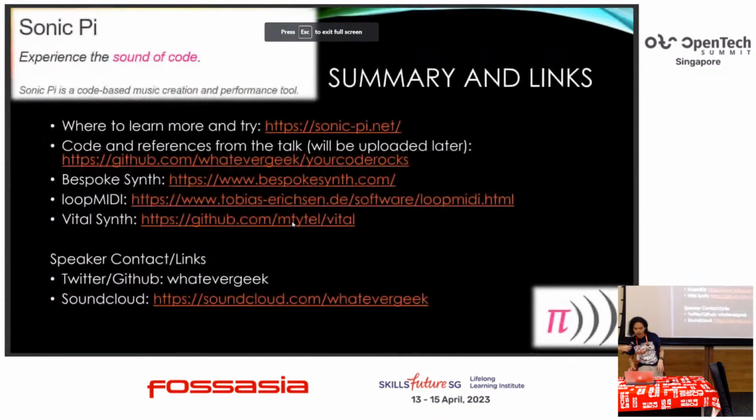If you want to know more, you can go there. That's the Sonic Pi website. You can download it, I think it was in Mac, Windows, and I think this comes with Raspberry Pi. If you have Raspberry Pi, I think it's built in. For the code, the one that you saw a while ago, I tried to upload it there. And then the Bespoke Synth is the one that I showed a while ago, the one with the green thing with the visualization that pops up.